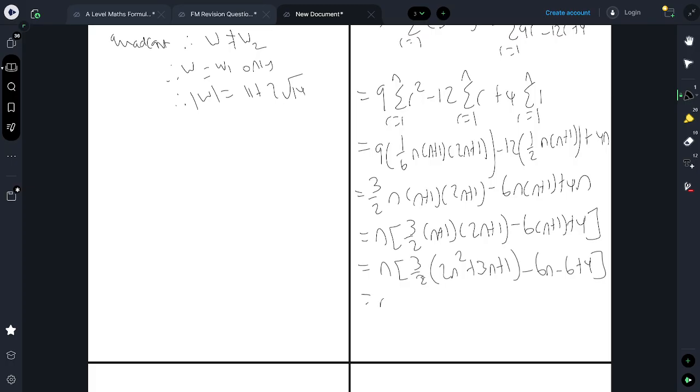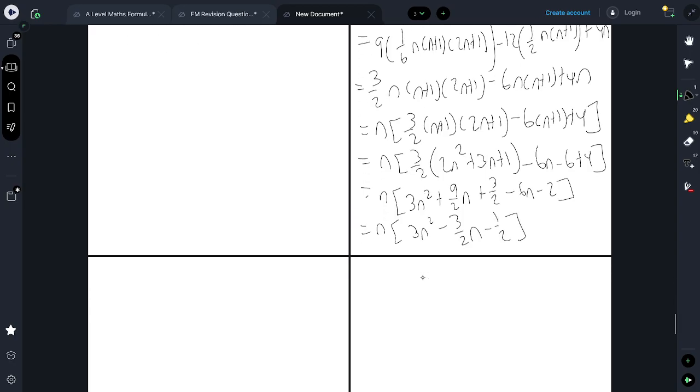and that'd be n of 3n squared plus 9 over 2 n plus 3 over 2, minus 6n minus 2. And then we can simplify it. So 3n squared plus 9 over 2 n, minus 6n, so that'd be minus 3 over 2 n, and plus 3 over 2 minus 2. That'd be minus a half.